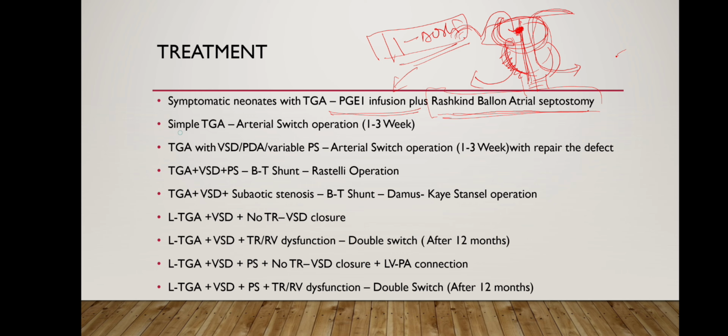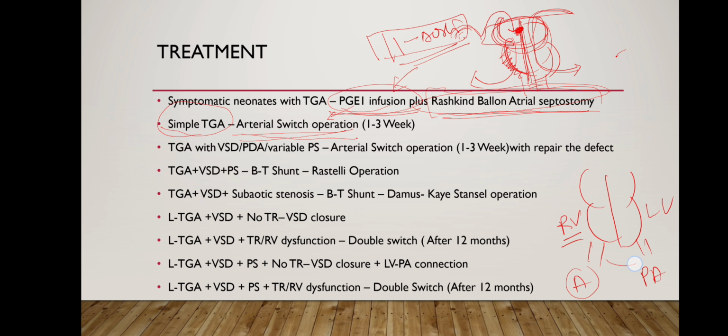So first, if there is a simple TGA, that means simply a TGA without any other connection, we start with a prostaglandin infusion and balloon septostomy. After that, we have to do the arterial switch operation, ASO. What is the arterial switch operation? As I said, in TGA the aorta originates from the right ventricle, and the pulmonary artery originates from the left ventricle.